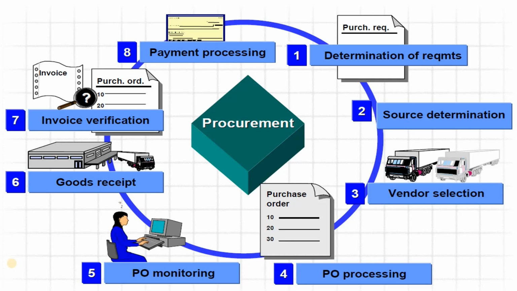Now the fourth step is that we have to process the POs, like the material number, quantities, plant location, storage location, etc., and the vendor details will be filled in. Once this is done, we can monitor the PO. When we send this PO to the vendors, the vendor will acknowledge that they are going to send these materials on a particular date.